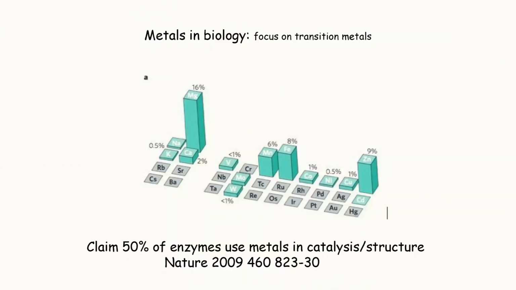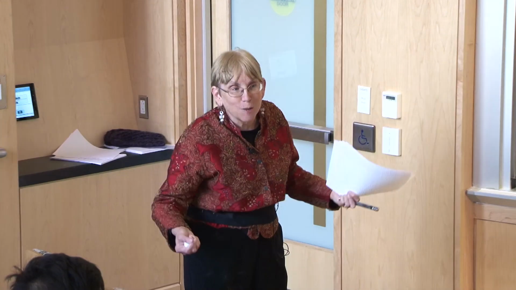So the problem is when you're inside the cell, if all these things were floating around inside the cell, how do you control the metallation state inside the cell? So that's a key issue, and I'm going to show you a little bit about how nature has figured out how to control all of this. It goes awry quite frequently, and how does that manifest itself?